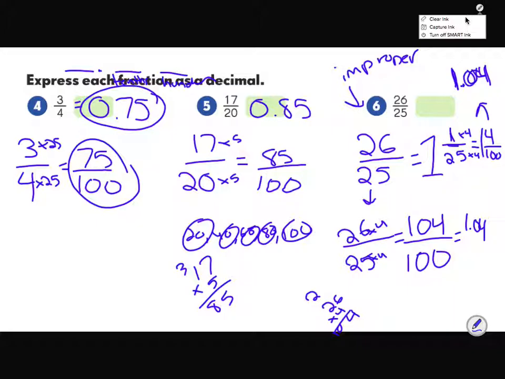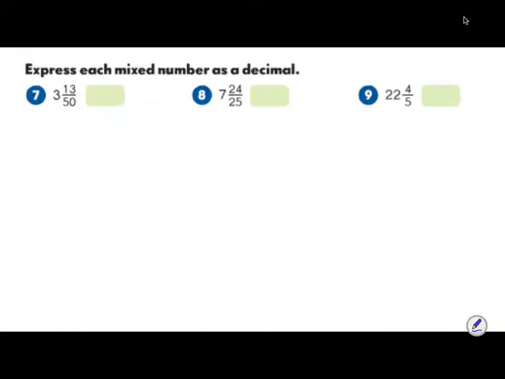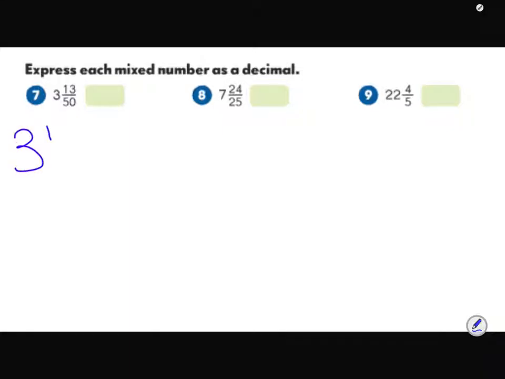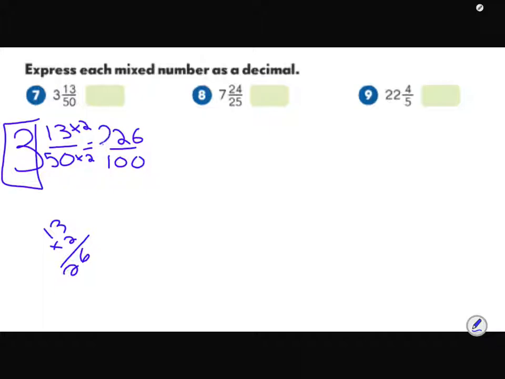Okay, let's move on. Now I'm going to try these, 3 and 13 50ths. Again, 50ths doesn't work for decimals. It needs to be tenths or hundredths. So I'm going to make 50 into 100. And I know 50 times 2 is 100. And I have to do 13 times 2. If you don't know 13 times 2, then you need to write it on the side of your paper. But I can't forget about this 3 wholes. So I have 3 and 26 hundredths. 3 and 26, and it ends in the hundredths place.